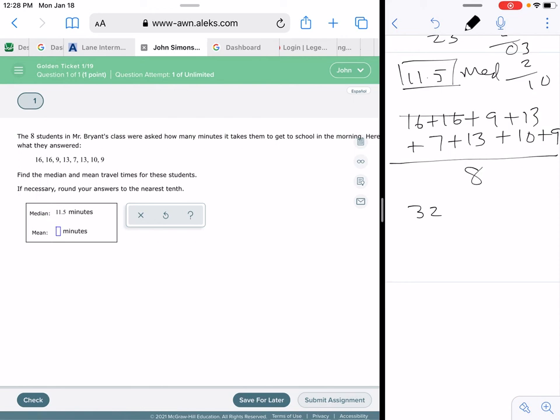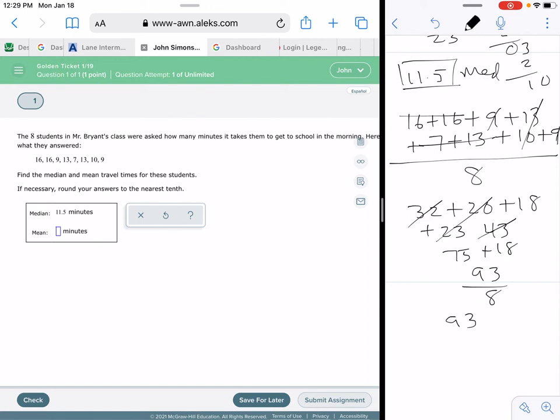Let's simplify this a little bit. 16 and 16 makes 32. 7 and 13 makes 20. 9 and 9 make 18. 13 and 10 make 23. We're cleaning this up a little bit. 20 and 23 make 43, and then 43 and 32 makes 75. Then 75 plus 18 is really the only one you have to seriously think about. So you get 93, and you're going to divide 93 by 8.